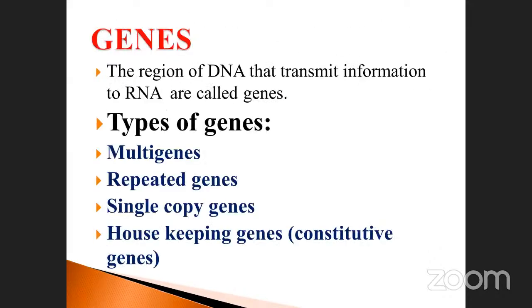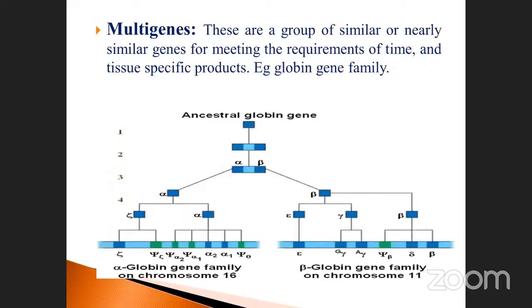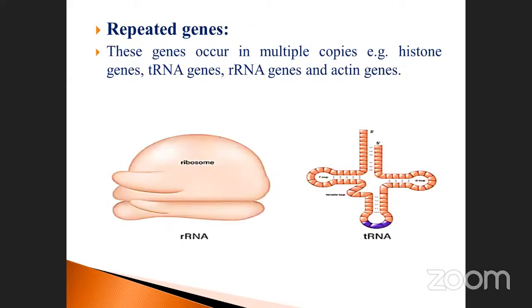And genes, the types of genes we already know: multigenes, repeated genes, single copy genes, and housekeeping genes are also there. What is meant by multigenes? More than one gene, alpha and beta, particularly an example is the globin gene family. Another one, repeated genes, means tRNA and rRNA genes and active histone. This is very, very important, my dear students. Repeated genes, given examples, you don't forget this one.